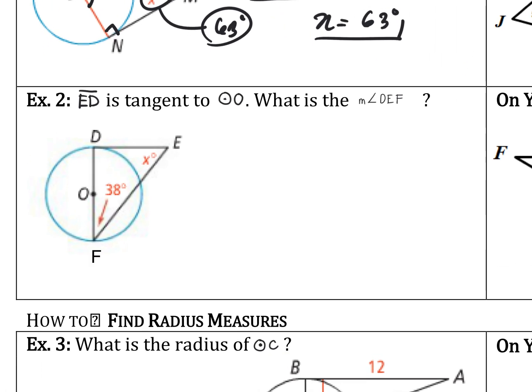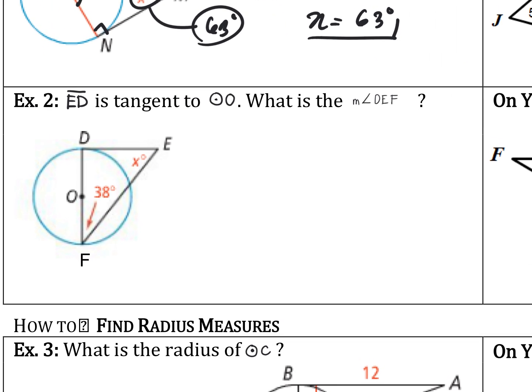Okay, example number 2. Here, line segment ED is tangent to circle O. What is the measurement of angle DEF? So let's remember that the sum total of a triangle is 180. So we're going to add 38, and this is going to be 90, and then let's say plus x.